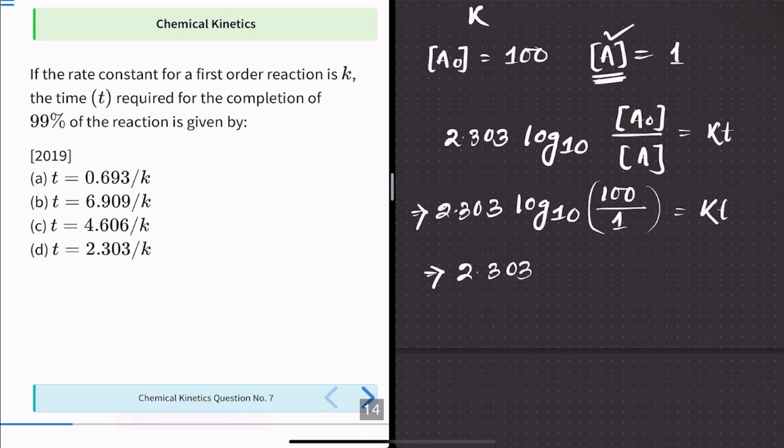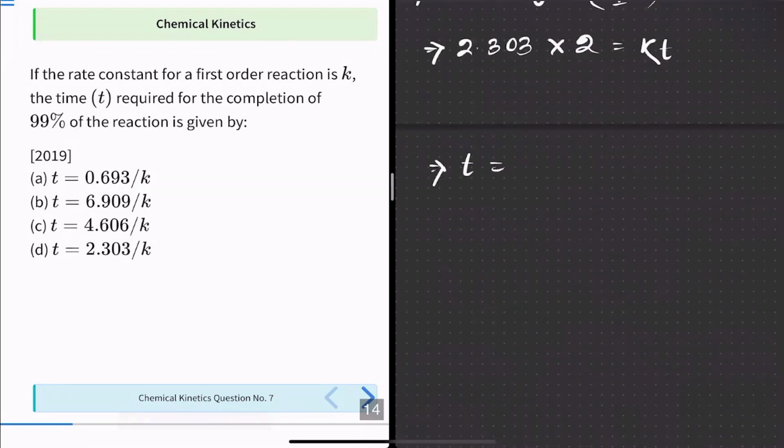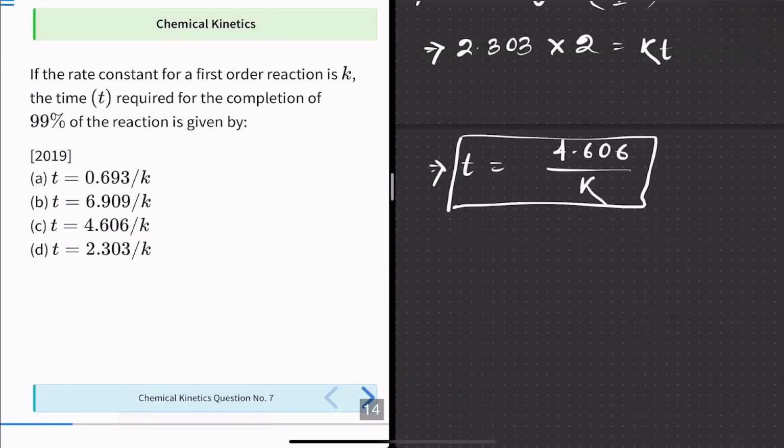2.303 log 10 of 100 is 2. It is equal to KT. So time would be 4.606 divided by K. So the time required for the completion of 99% of the reaction would be 4.606 divided by K.